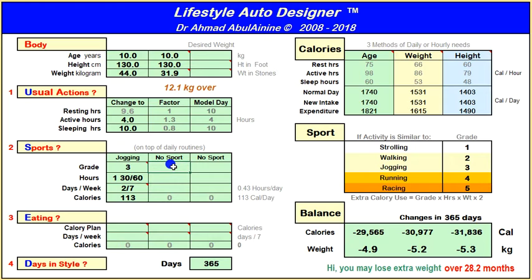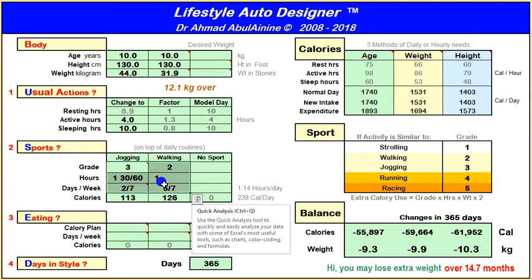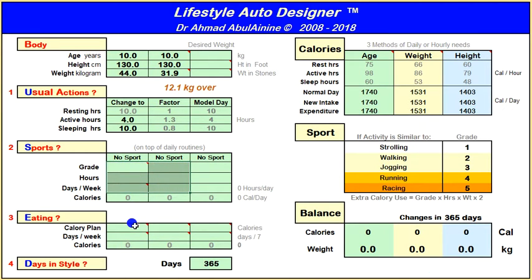Then if he could do more activity, like for example walking for 1 hour, 5 days a week, 5/7, let us see how this would reflect. So like this, he would lose minus 9.9 kilograms over a year, or he could lose the 12.1 kilograms of overweight over 14.7 months.